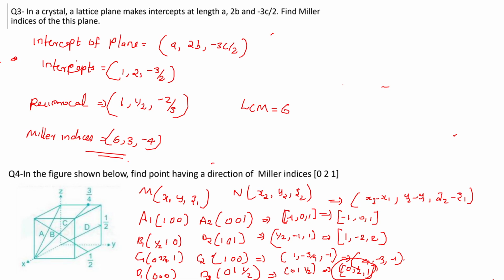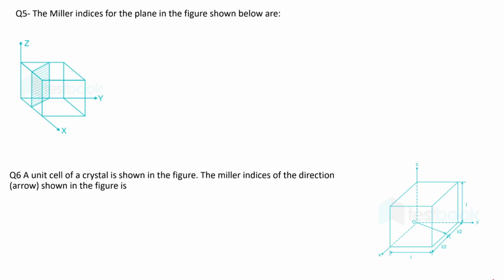If you have done this problem, please go to the fifth problem, the Miller indices of the plane which is given below. So first you have to find the intercept of that plane. Then you have to find the reciprocal. Then make it a whole number. So first think about what the intercept will be, because it's not in the x, y or z plane. It's just cutting the corner. So you should know what the indices for the intercept are.